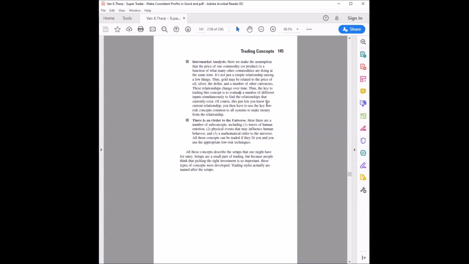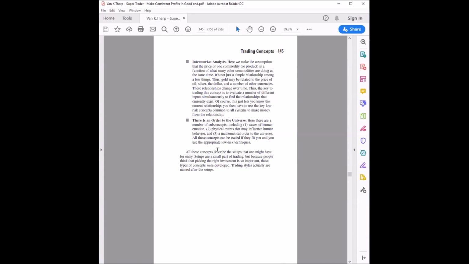So you have to understand how to identify when those relationships change and how they work together or against each other. And then finally, the more fun of the bunch, in my opinion, there's an order to the universe. Here there are a number of sub-concepts, including waves of human emotion, Elliott waves, physical events that may influence human behavior, coronaviruses, and a mathematical order to the universe, Fibonacci's. All these concepts can be traded if they fit you and you use appropriate low-risk techniques.